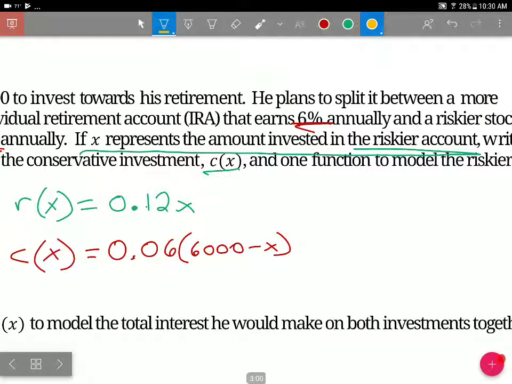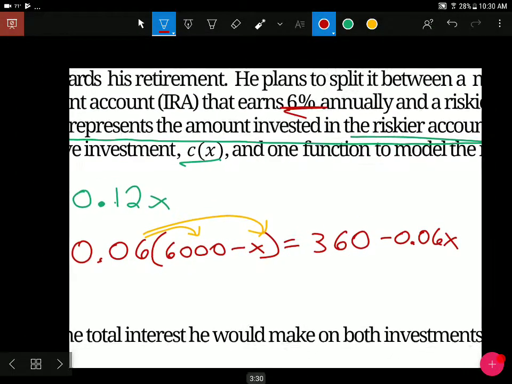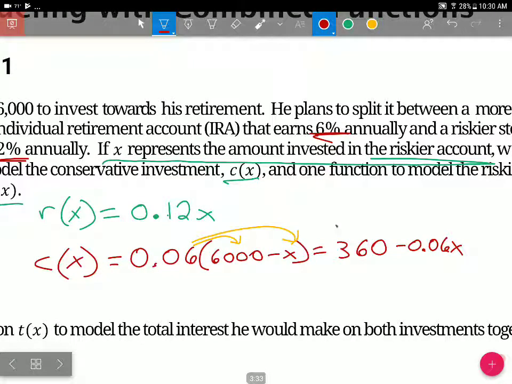So distribute it out. What is 0.06 times 6,000? Anybody got a calculator? Or a cell phone or whatever. We're distributing. What is 0.06 times 6,000? 360, so 360. And what is 0.06 times -1? Good. All right. So that is his C of x. Okay, so the second one was a little trickier, but it had the same idea to it. You just had to know how much money he was going to make. Cool. Any questions so far?